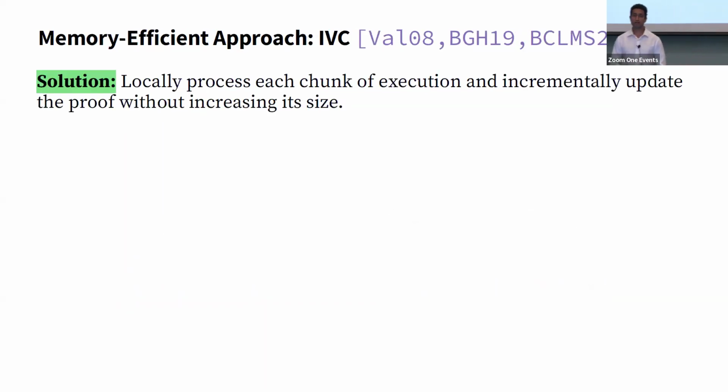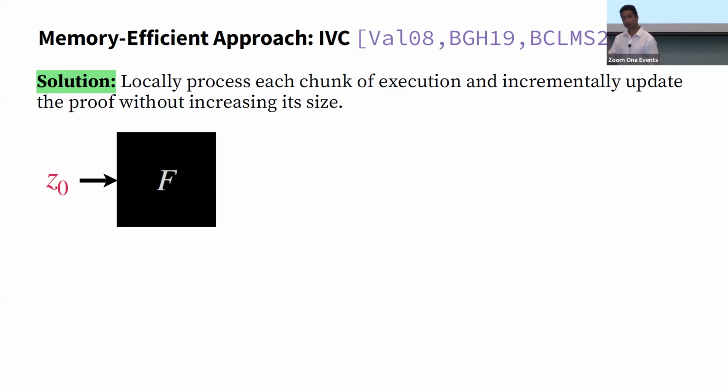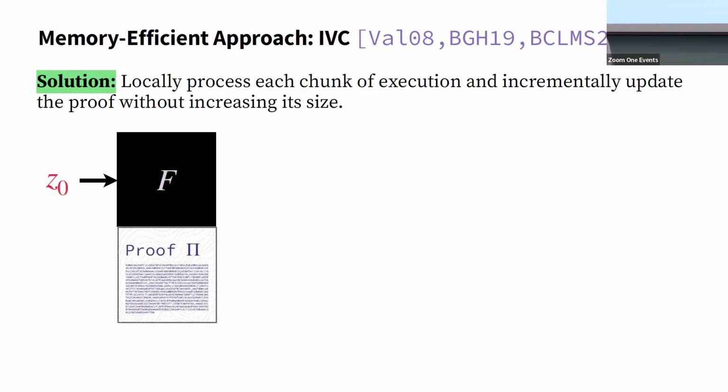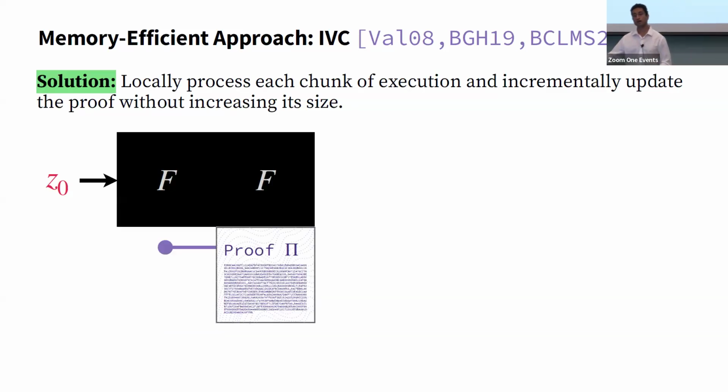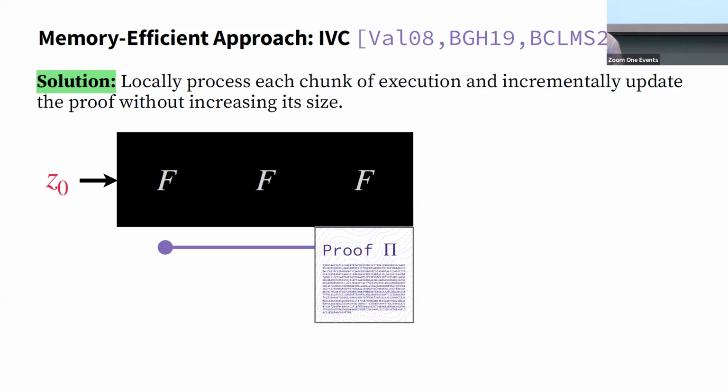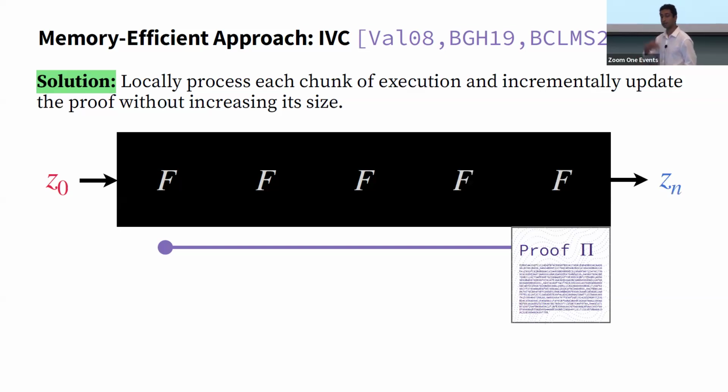So to get around this memory-based issue, modern approaches, including Hypernova, use an approach known as incrementally verifiable computation. And the core idea with IVC is that we can run a single step of the function f and then locally write a proof for the correct execution of that single step of the function f. And later, as the computation proceeds, as we unfold and run more steps of the function f itself, we can correspondingly update the proof alongside such that this proof talks about the correct execution of the computation up until that point.